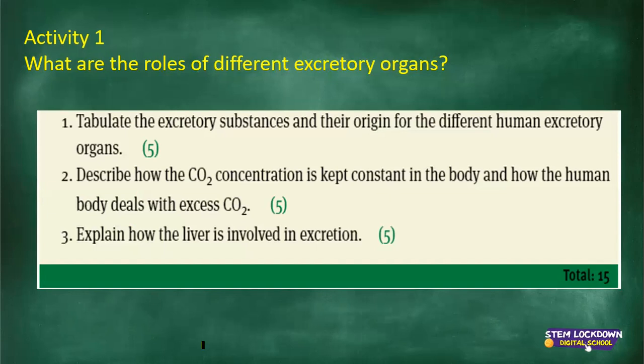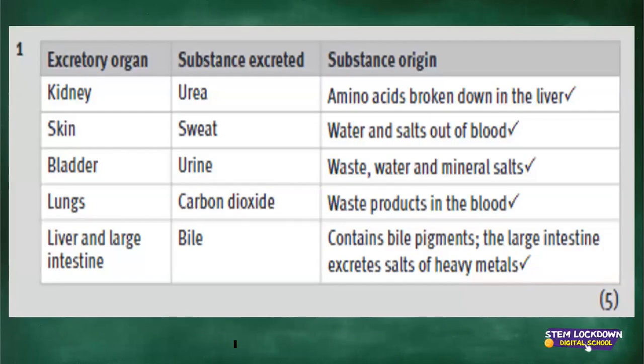Question one, tabulate the excretory substances and their origin for the different human excretory organs. First up, the excretory organ, you have the kidney. What substance is excreted from the kidney? It is urea.